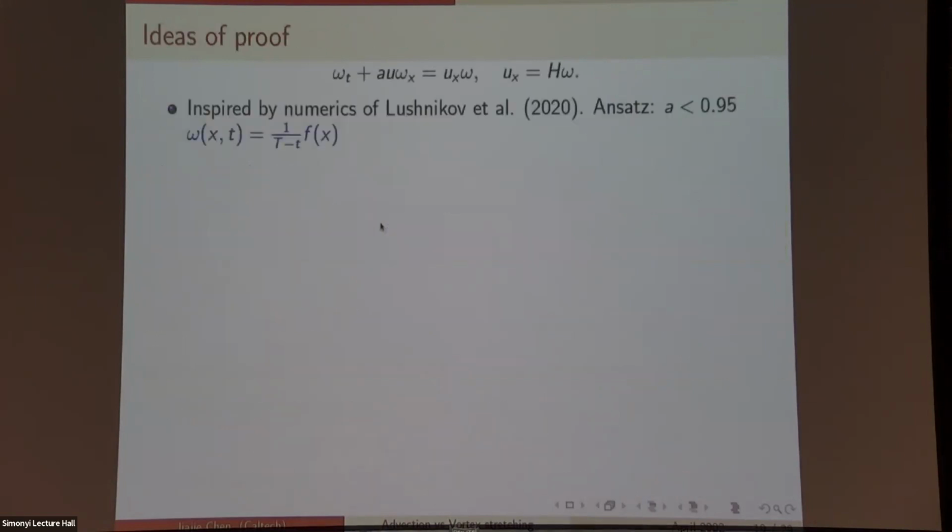And let me give some brief idea about the proof. So this result is inspired by the numerics of Lushnikov et al. They discovered that for this model on the real line or circle, you have this kind of self-similar behavior. However, they cannot push to A equal to 1. So when A is close to 1, they cannot do the numerics. The computation is only limited to this range. But in my case, I'll focus on A close to 1.